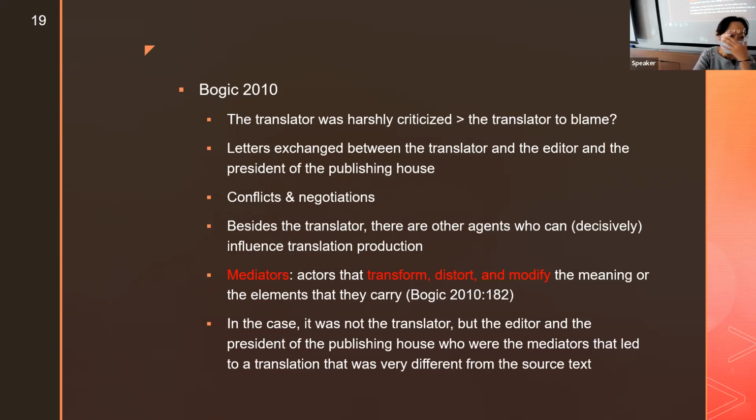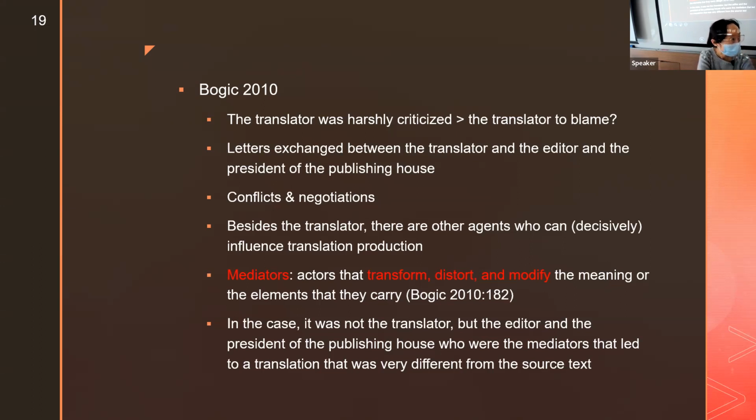In Buzelin's research, why did she choose to study the translation of Le Deuxième Sexe? She explained that the translator was harshly criticized by literary critics, and the translation was very different from the source text, with many deletions. So Buzelin asked the question: is the translator to blame for the so-called bad translation?